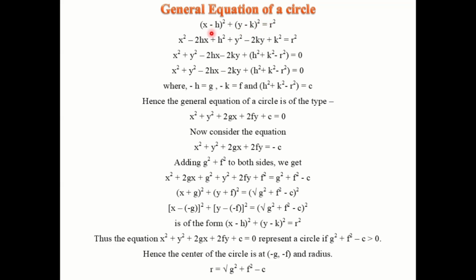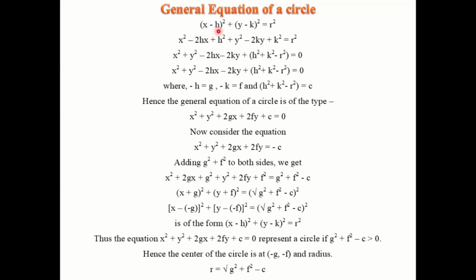Now we are going to simplify, which means we have to find the expansion of this (x minus h) bracket square, that will be x square minus 2hx plus h square, plus the expansion of (y minus k) bracket square, which is y square minus 2ky plus k square, equal to r square. Here we only expand the bracket, the square of (x minus h) and (y minus k).